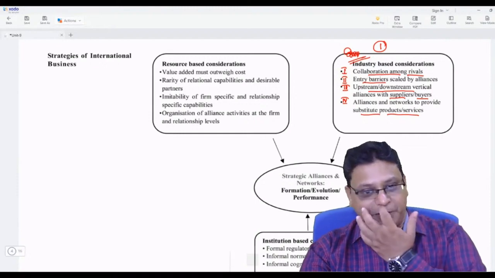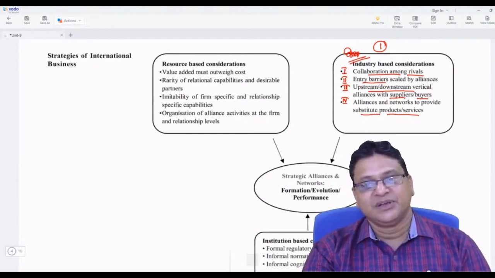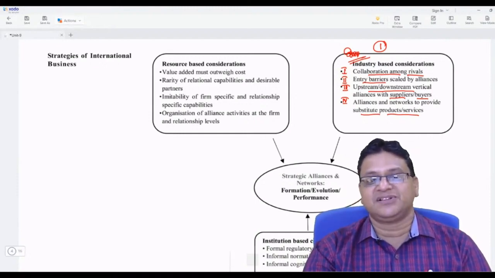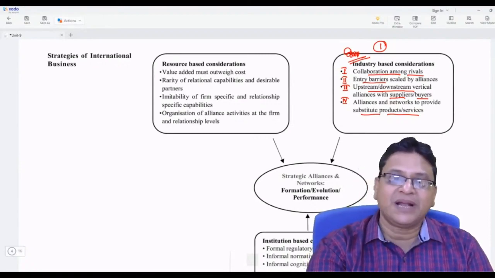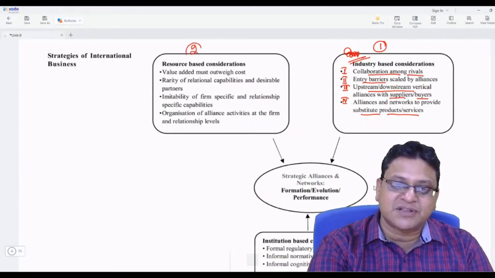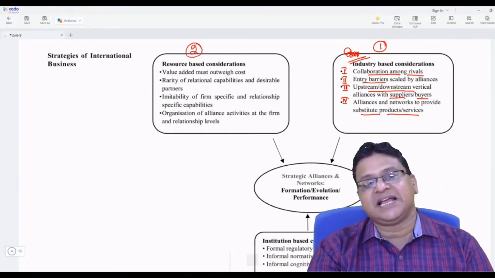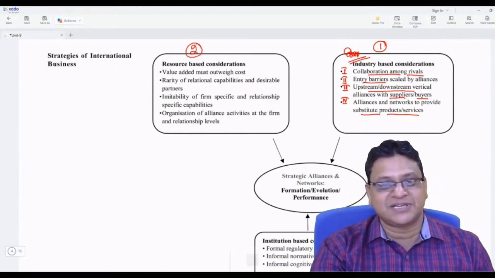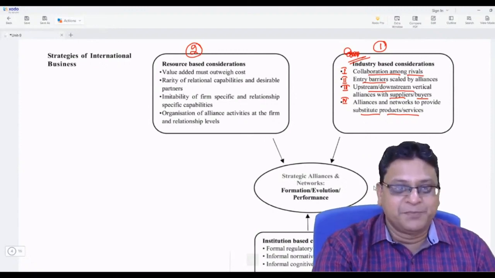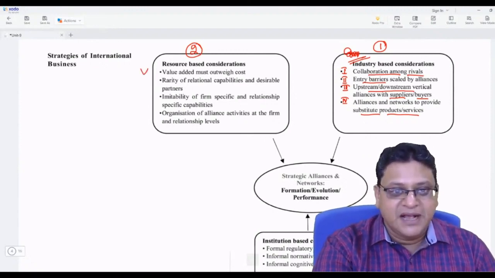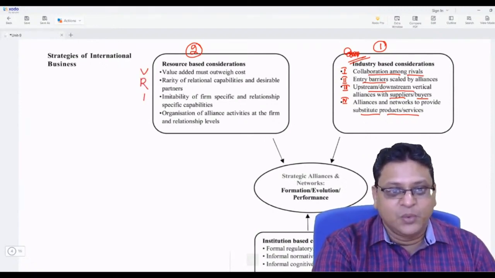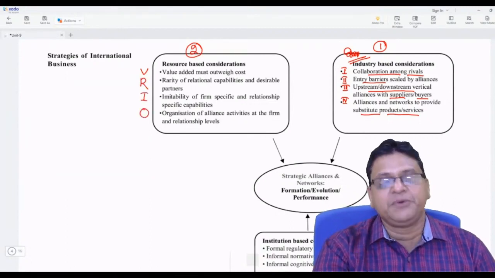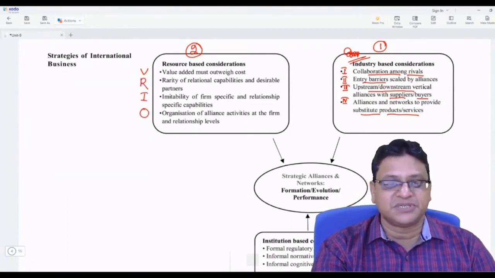The consideration for alliance can be of three types. One is industry-based, another is resource-based, another is institution-based. So what are the resource-based considerations for creating strategic alliance? Resource-based considerations are known as the VRIO model, or VRIO consideration. What is VRIO consideration?